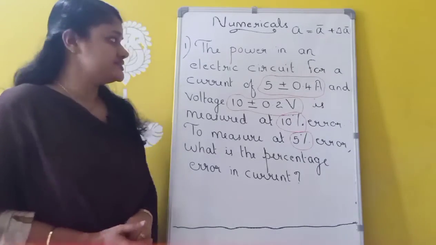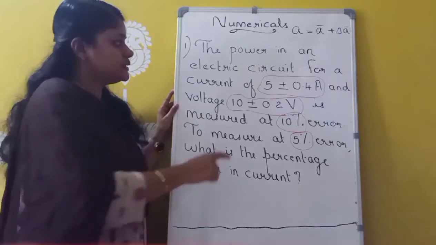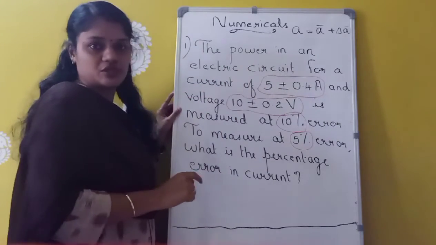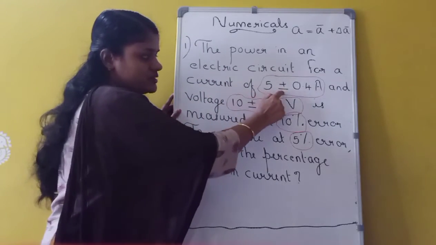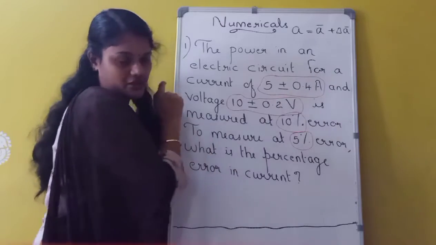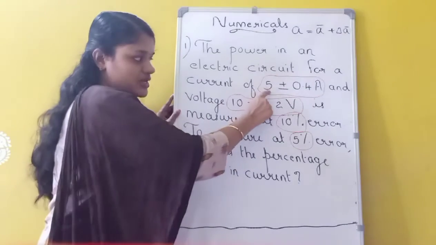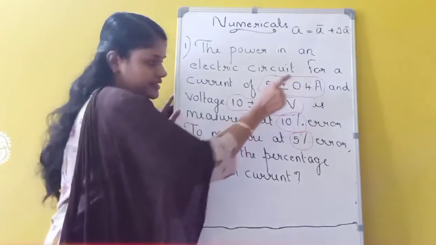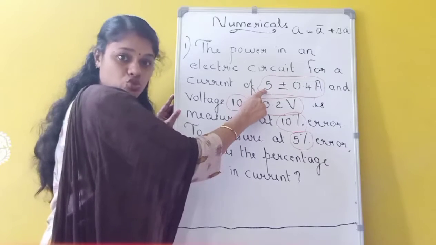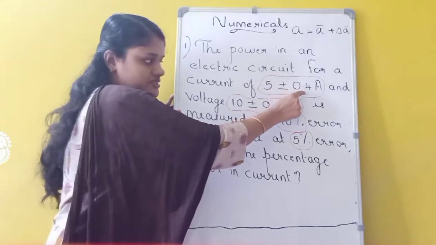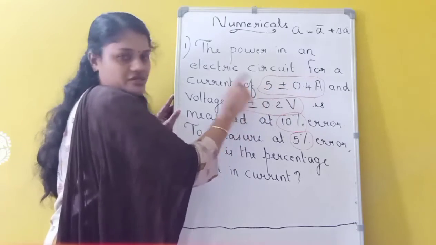NEET JEE exam. So the first one is the power in an electric circuit for a current of 5 plus or minus 0.4 ampere. So current is given here as 5 plus or minus 0.4 ampere. Here 5 represents the true value and the 0.4 represents the absolute error in the measurement of current.